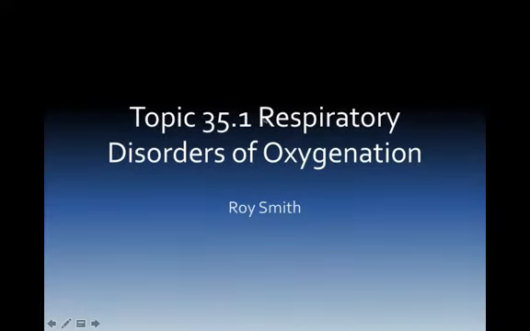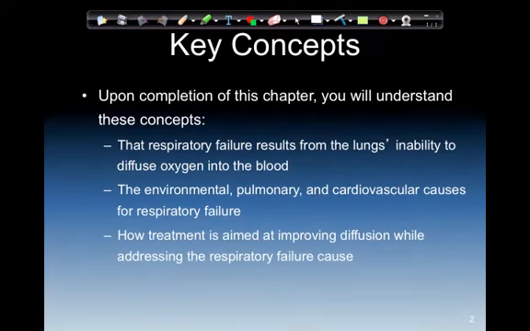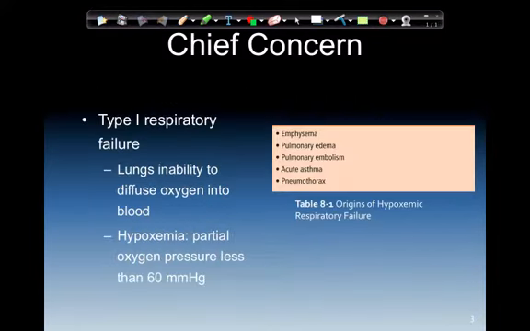This is going to be topic 35.1, Respiratory Disorders of Oxygenation. Key concepts: upon completion of this chapter, you'll understand that respiratory failure results from the lungs' inability to diffuse oxygen into the blood, and this is a specific type, type 1 respiratory failure. We'll cover the environmental, pulmonary, and cardiovascular causes for respiratory failure, and how treatment is aimed at improving diffusion while addressing those causes. Remember, this is the first type of respiratory failure.